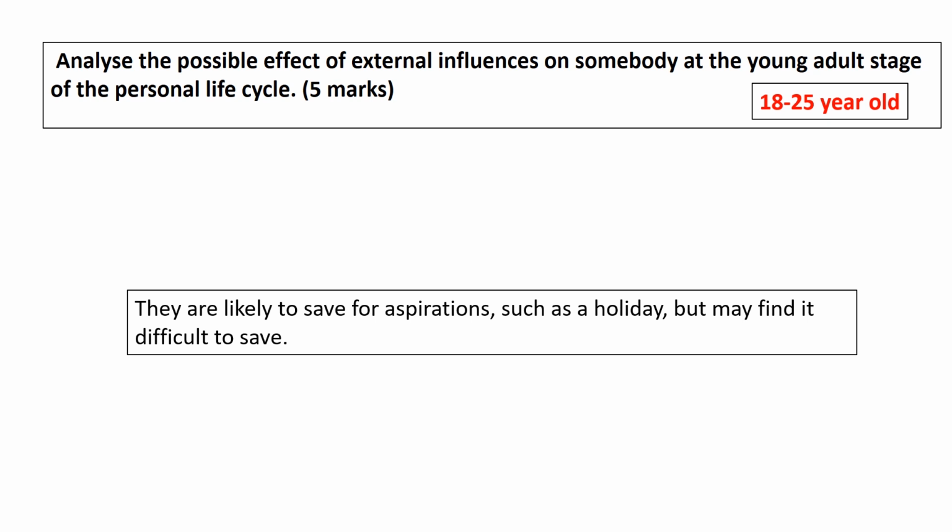for a young adult, they're likely to save for aspirations such as a holiday, but may find it difficult to save. Now they might find it difficult to save, or if they are going to save, then you need to consider the impact that external influences such as interest rates would have, whether they are increasing or decreasing, and think about the impact that would have on any savings that they have.